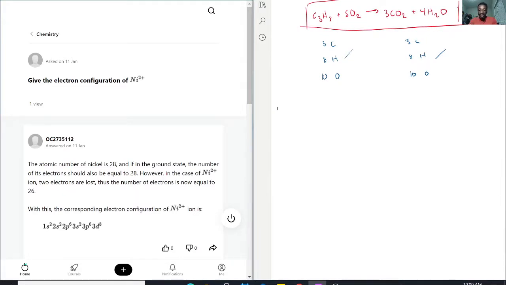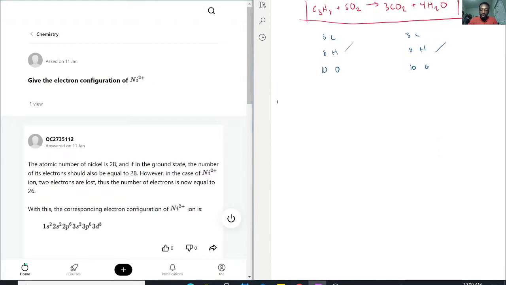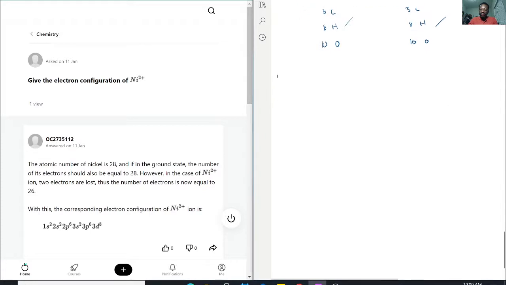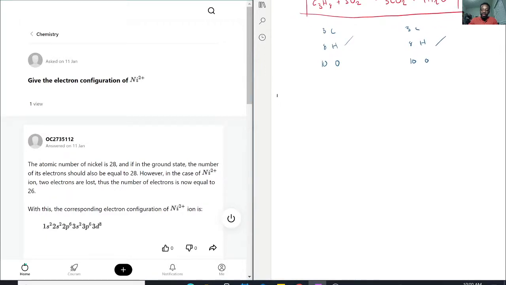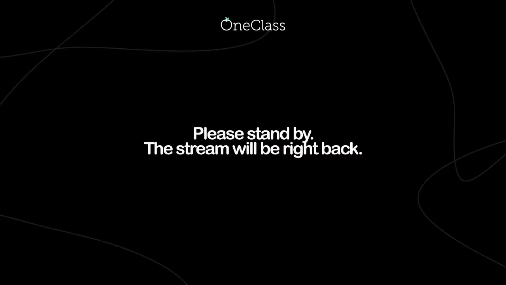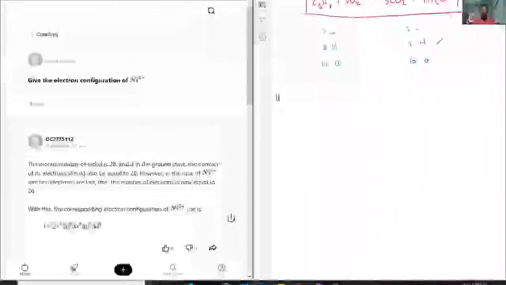We have, give the electron configuration. That's very strange. Hopefully this thing didn't just die. Interesting. Give me a brief second just to make sure this can work. Alright, and we're back. Sorry for the interruption, but I just wanted to make sure that my pen was working.